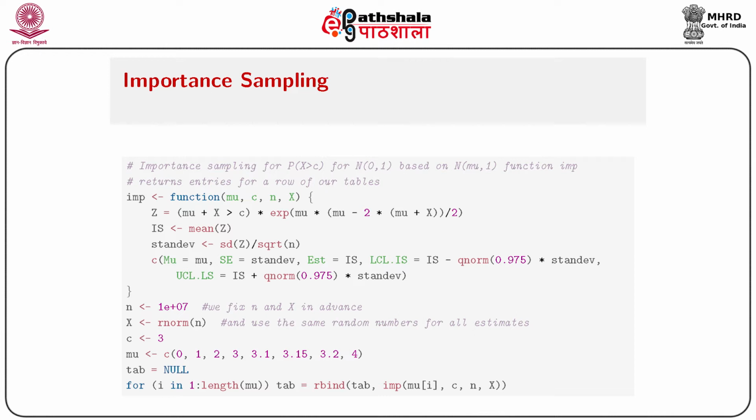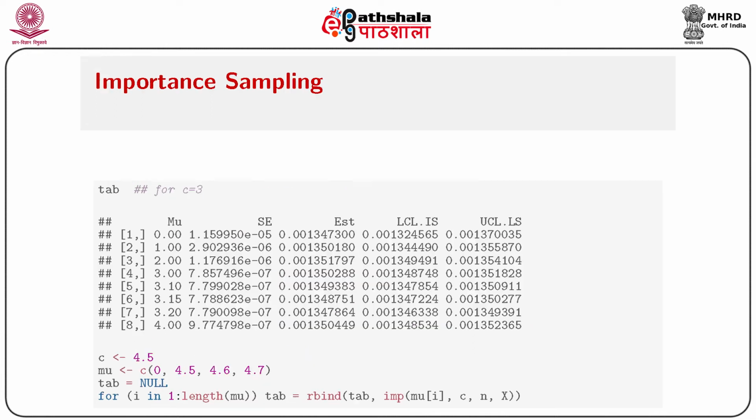Now let n equal 10 to the power 7 and x is rnorm(n), so x is generated from the standard normal distribution, and c equals 3. Mu is assumed to be 0, 1, 2, 3, 3.1, 3.15, 3.2 and 4. Set tab equal to NULL. Now we use this function in a for loop for i from 1 to length of mu, tab equals rbind(tab, importance sampling with mu[i], c, n and x). That will construct the table like this. So for 8 parameters, for c equals 3, these are the estimates.